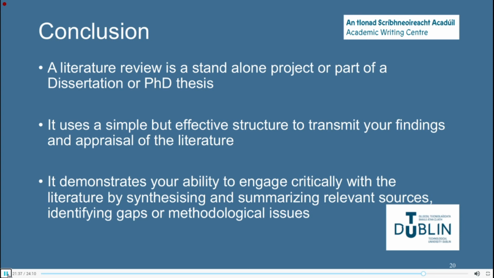What a literature review does is that it demonstrates your ability, your competence to engage critically with the literature by using these academic writing competencies which we refer to by synthesizing information, summarizing it, and paraphrasing. And through this process, you may identify gaps in the literature or indeed issues around the methodologies used.